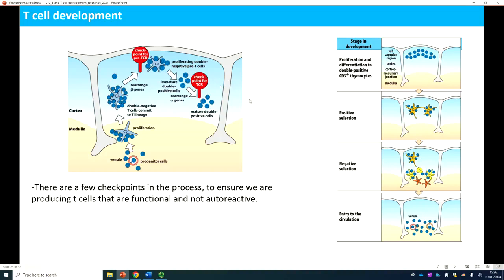And this is another summary of how the cells are moving between the cortex and the medulla, and where positive selection and negative selection are occurring. You've already seen it on that linear diagram, but this might be more helpful to see it within the structure of the thymus. Essentially they're undergoing positive selection in the cortex and then negative selection in the medulla, and then they're going off to enter the periphery and move into the circulation around the body.